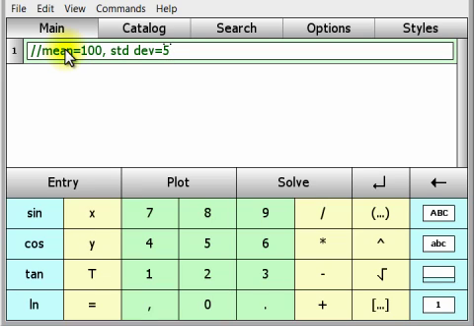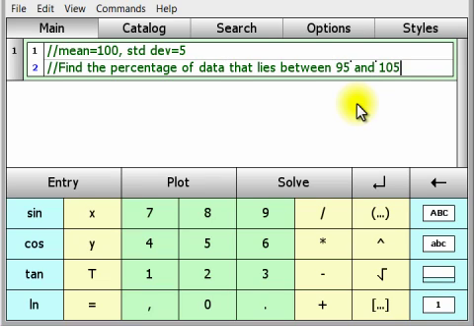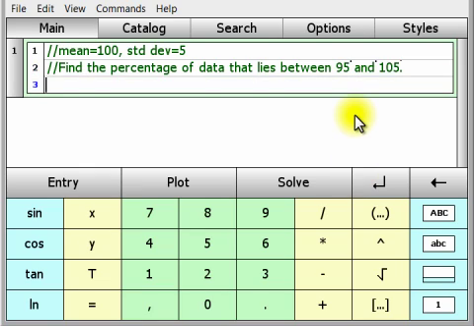For our first calculation, we want to look at the percentage of data, so we're going to find the percentage of data that lies between 95 and 105. Now you should be familiar with this answer. In fact, you should know that between plus and minus 1 standard deviation, which 95 and 105 are for this problem, is 68% of the data.